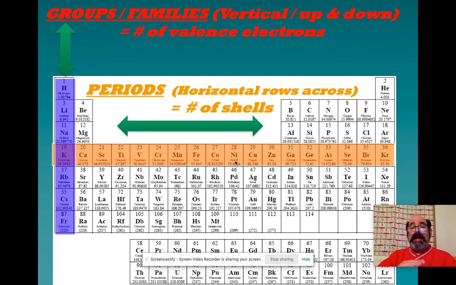Then, as you go across the periodic table, that's a period. That is the number of shells. So this period going across, 1 shell. When we do the Bohr diagram, 1 shell, 1. Second row, 2 shells. Third row, 3 shells. Fourth row, 4 shells. So each row is a shell. So you're building shells and you're adding valence electrons. But there's also something else suspicious going on. So we'll see that in a second.